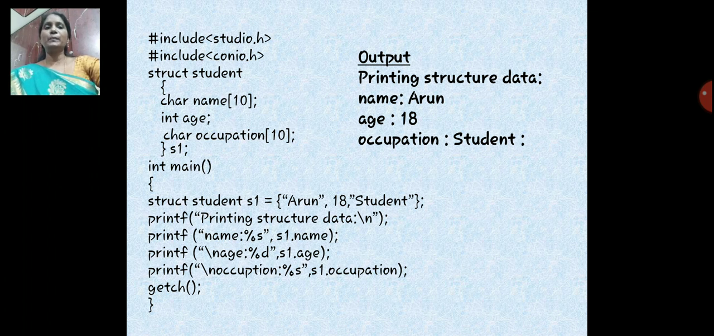And now we are going to print the data inside the structure, right? So printing is also done by the structure variable S1. To print name, we follow the syntax S1 dot name. Okay, to print age, we follow S1 dot age, and S1 dot occupation, right? So that's how we get the data of the structure student, right? So see the output. This will give us the output: name colon Arun, age 18, and occupation is student. I hope you understand this.